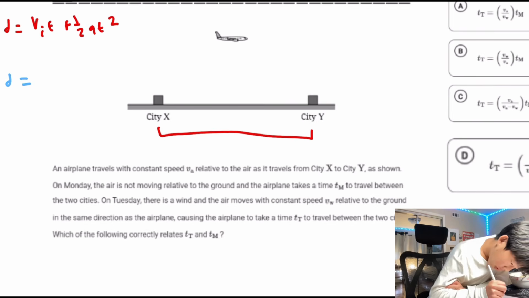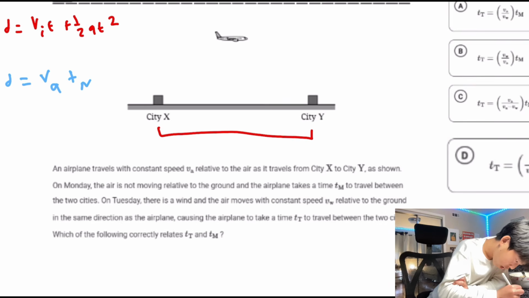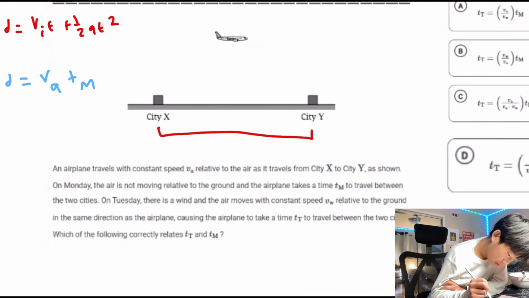The air is not moving relative to the ground. So basically, there's no wind. And it takes the boat VA times TM. On Tuesday, there's a wind that moves with constant speed VW.